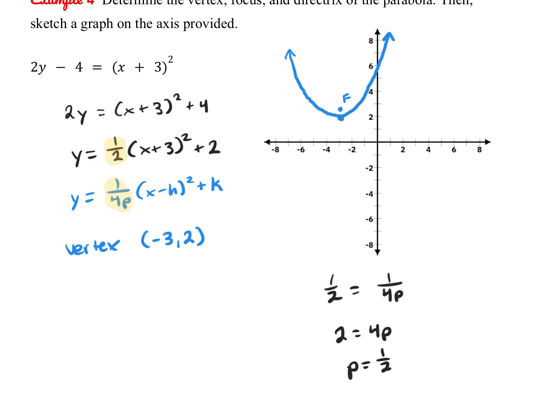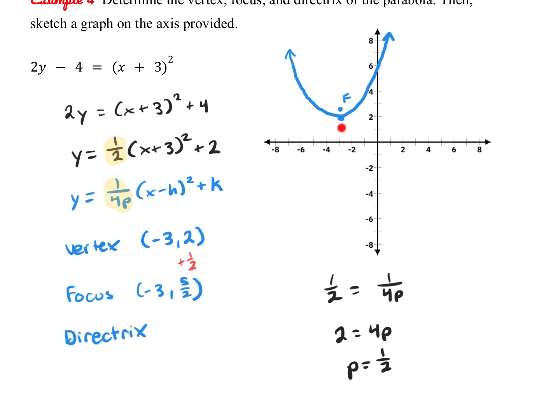Now, if I want to find that exact coordinate, I'm going to go back to my vertex, and I'm going to add 1/2 to my y value, because that's how you go directly up. So if you add 1/2 to your y value, that will give us our focus. So here we have 4/2 plus 1/2 is 5/2. So that's our focus.